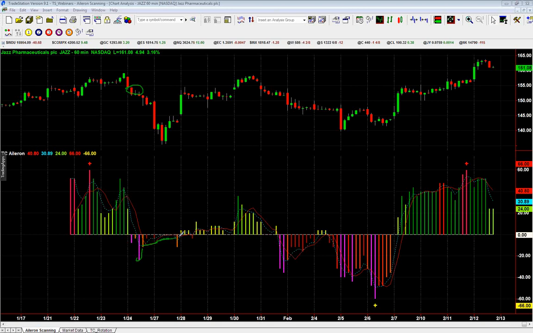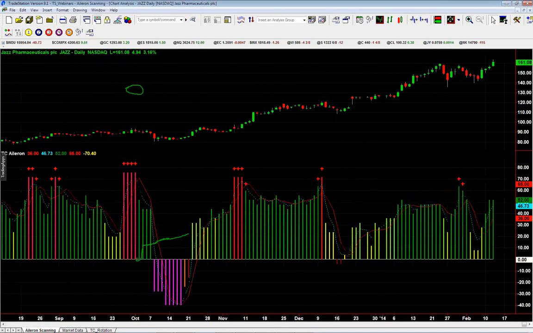This wasn't the best indication, in my opinion, at all. Again, I prefer to use the dailies for swing trades for this, but it gives you a good indication of how this looks on the various time frames. Let me erase these.